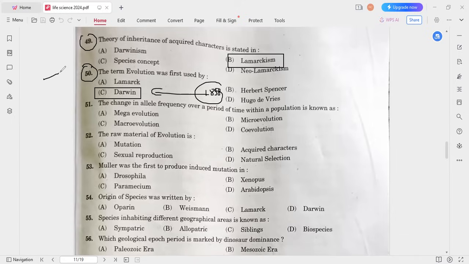I'm not sure, sometimes you have to wait till the final answer key is released, but in my point of view, I go through some books, I go through some research papers, research articles and all. I find out the answers.